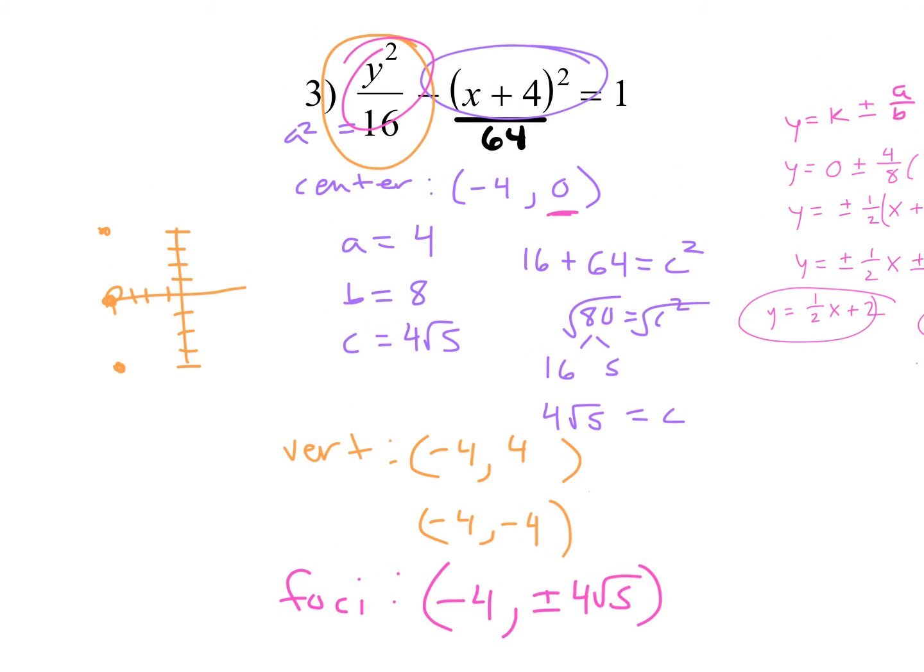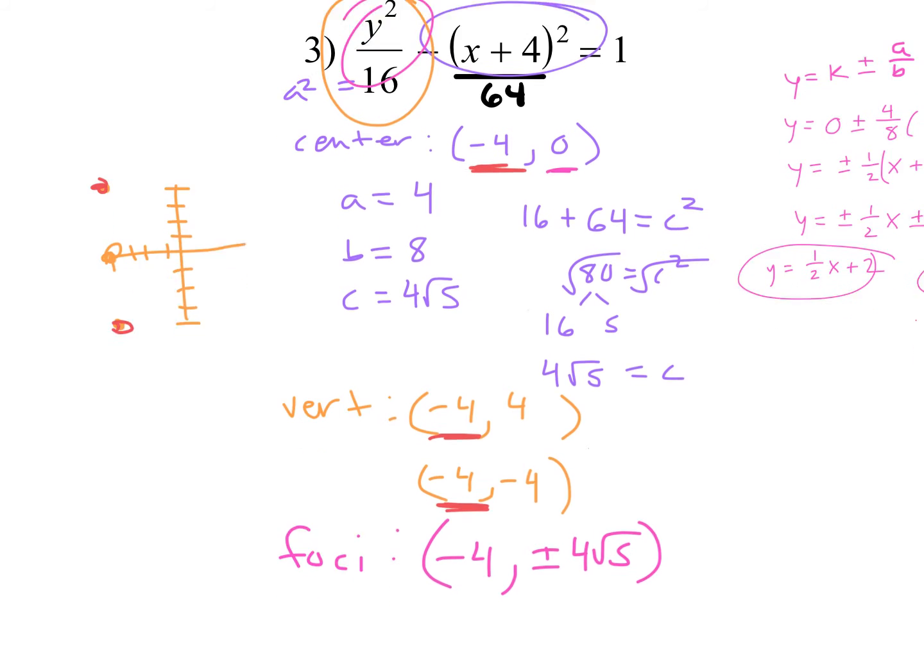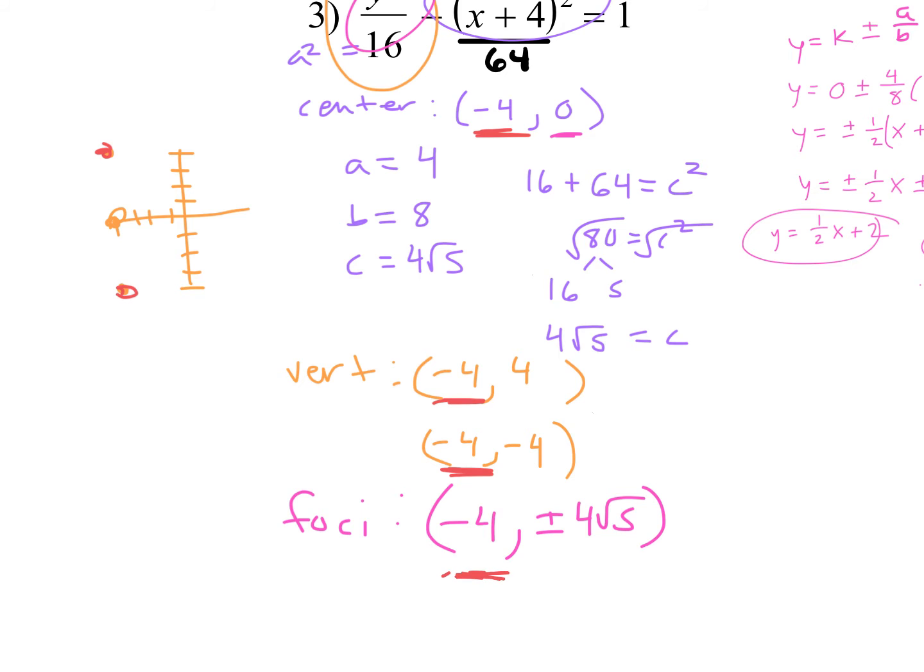I always like to graph the vertices so I can see what the two points are, because that way you can clearly see, I can just count and see where those are. I don't have to think about it much. I'm just going up 4 and down 4. The -4 in my x stays the same, so it's going to stay the same for the foci too. So you're just adding the c to the y now. So it's the y that's changing.